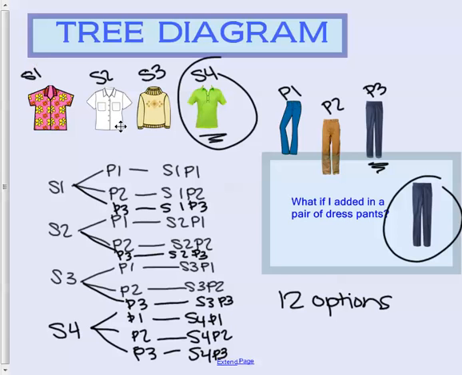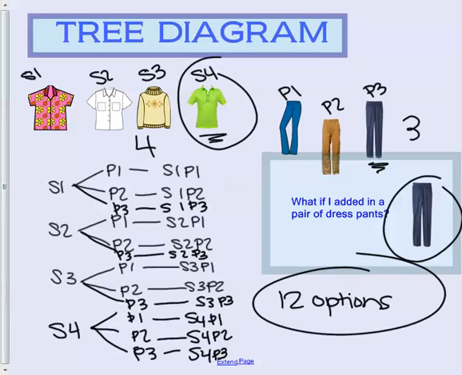Okay, so that shows us all the options. If they would ask you to list the options, this would be the best way to do it. If they asked you how many options you would have, we could literally just take 4 times 3 and get our 12 options.